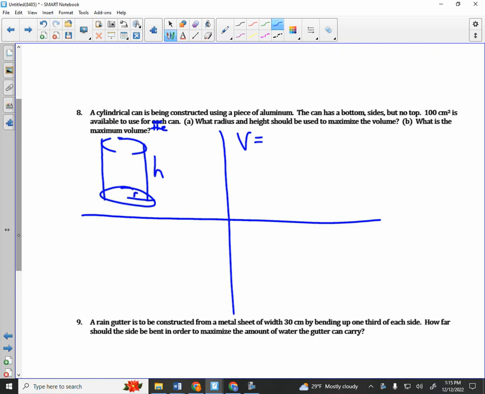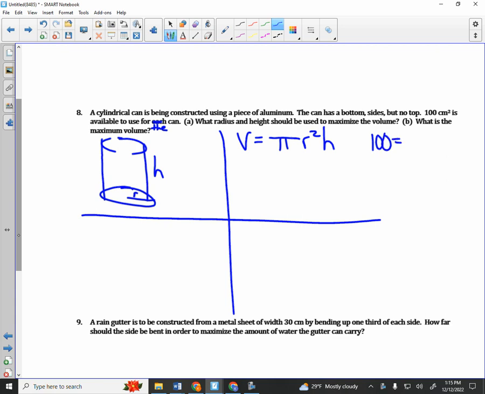Of course, you remember because you love your geometry experience, what is the formula for volume of a cylinder? Pi r squared. Good. Pi r squared h. So that's what's driving the problem because it says it wants to maximize the volume. But I'm giving it another piece of information. 100 square centimeters.